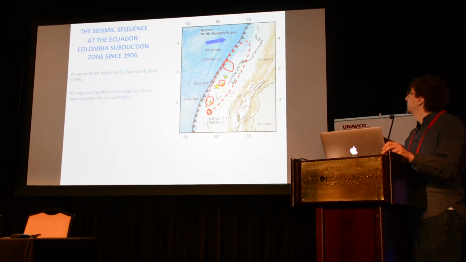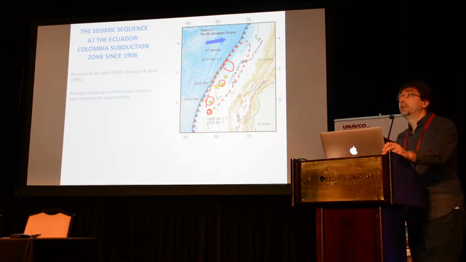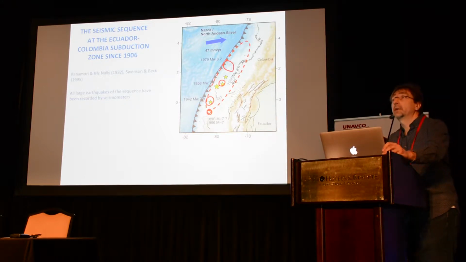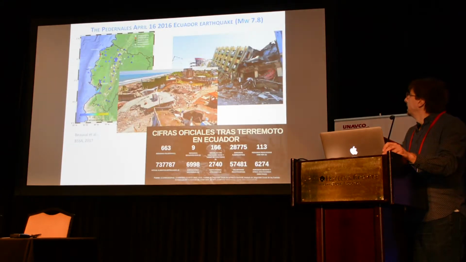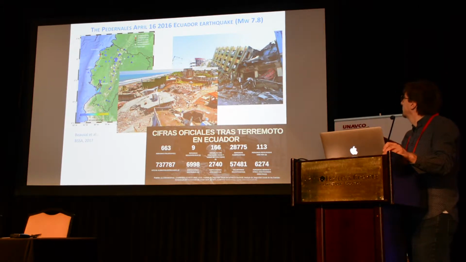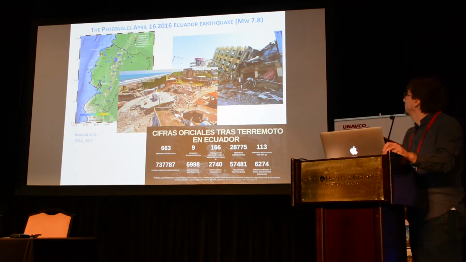This observation was the base of the asperity model, where you have discrete asperities at the subduction zone that may break individually during large earthquakes and sometimes, infrequently, simultaneously during great earthquakes. So I will first describe the work we did for the Pedernales Earthquake. That was a 7.8 earthquake with dramatic consequences.